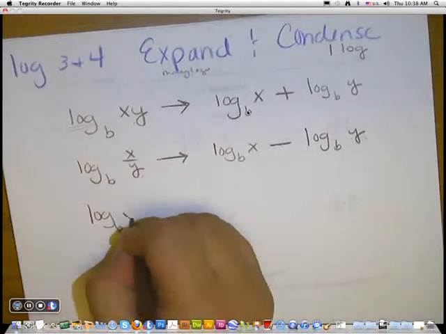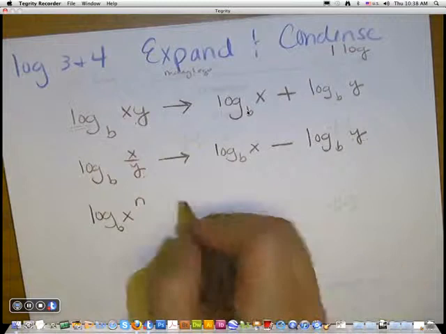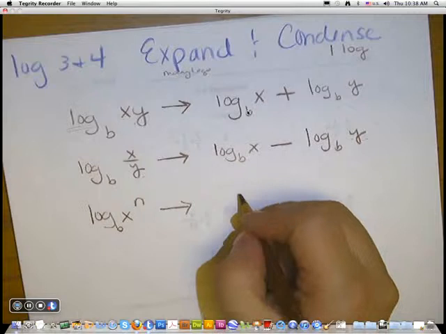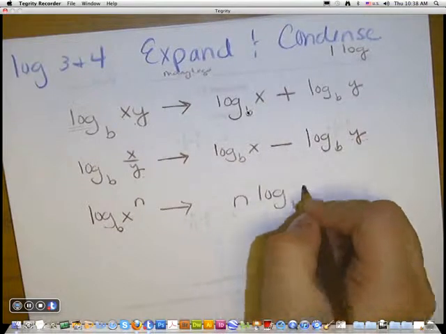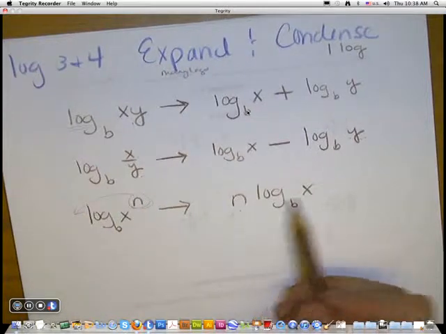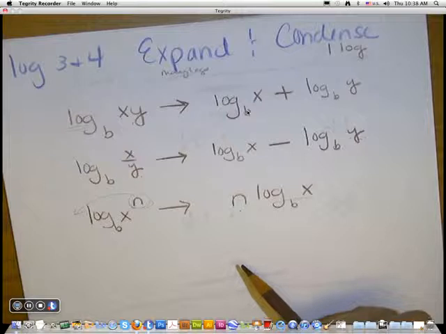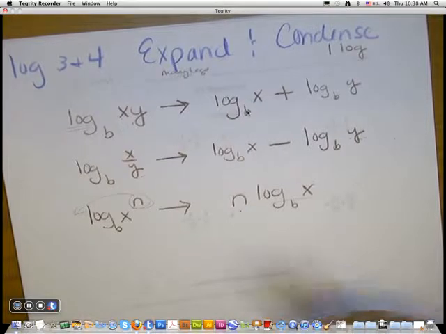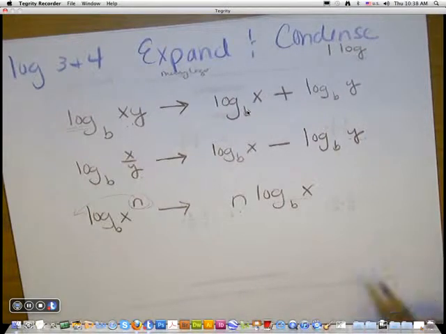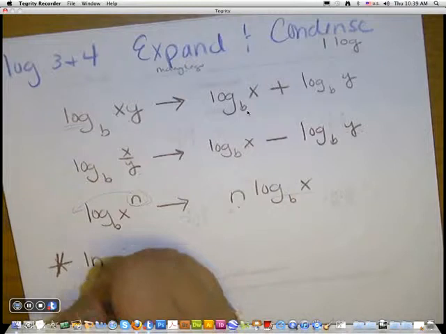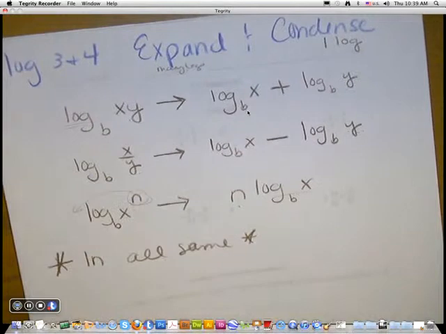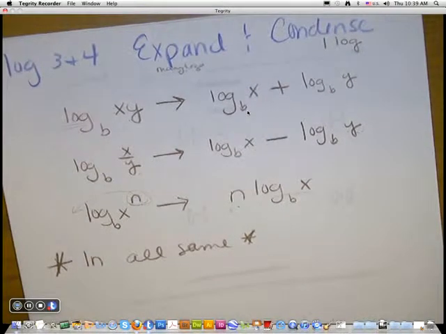Okay. If I have an exponent, it expands by moving it to be a coefficient. The exponent just moves out in front of the log. That's how you expand an exponent. So you don't get multiple logs, still only one, but the exponent comes out front as a coefficient. Keep in mind, if you have natural log, it's all the same. I can replace log with ln, and it's all going to be exactly the same properties.